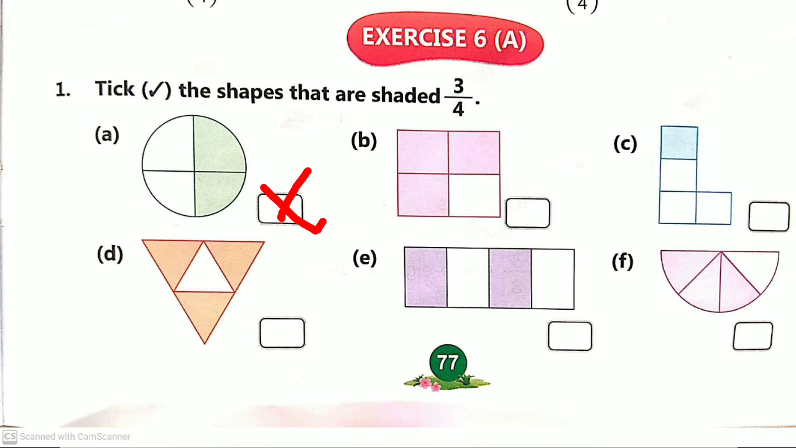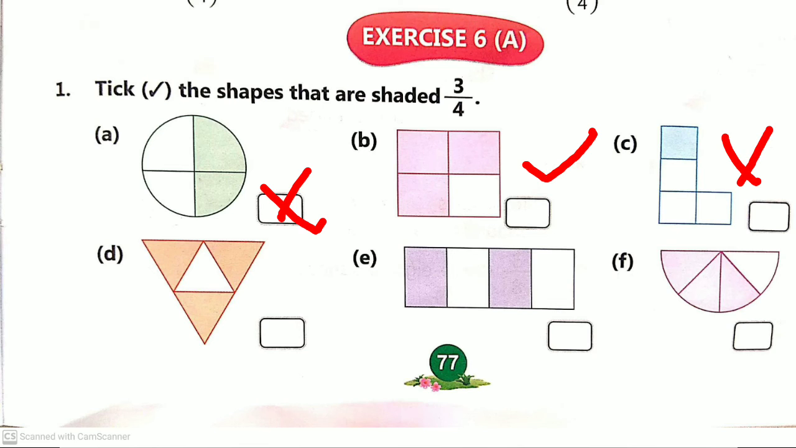So it is wrong. Actually, we have to take 3/4. So A is wrong. B. In B, there are a total of 4 parts, and out of 4 parts, 3 parts are shaded. So it matches our question, 3/4. Therefore, B is correct. Then C. In C, you can see there are 4 parts, and out of 4 parts, only 1 part is shaded. And the fraction of this C is 1/4. So it is wrong.